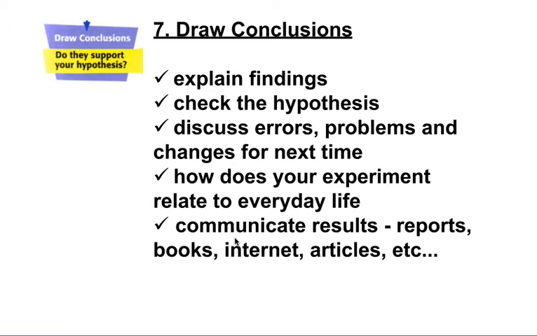And then once you've determined all that information, you're going to communicate your results with other people. You can do reports, you can publish a book, you can put it on the internet or in an article. There's lots of different ways to communicate scientific results. Those other scientists that are out there, they'll take a look at your experiment, and many of them will try to replicate your results, and they will publish their findings, and eventually more and more data, if your hypothesis is supported, could lead to a theory.